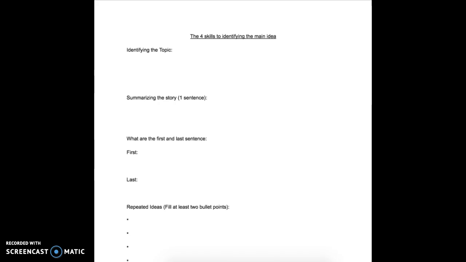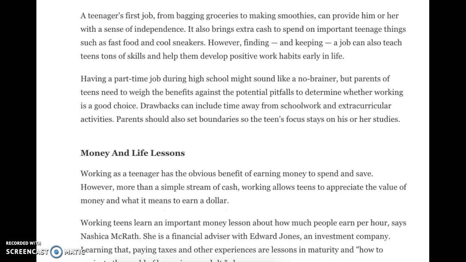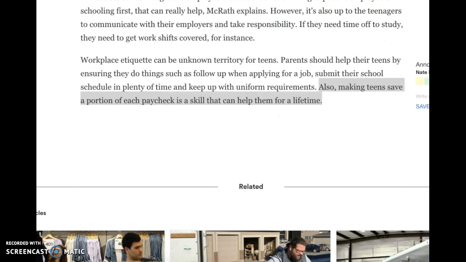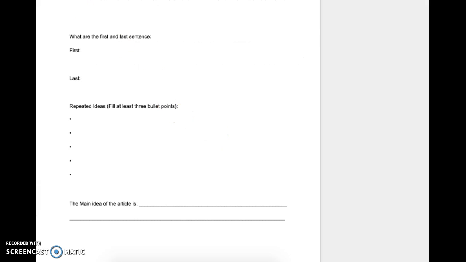Question number 3 on the worksheet talks about the first and last sentence. So here that is right now. I wonder if it'll let me highlight. Looks like it will here. A teenager's first job, from bagging groceries to making smoothies, can provide him or her with a sense of independence. The last sentence is highlighted here as well. Also, making teens save a portion of each paycheck is a skill that can help them for a lifetime.